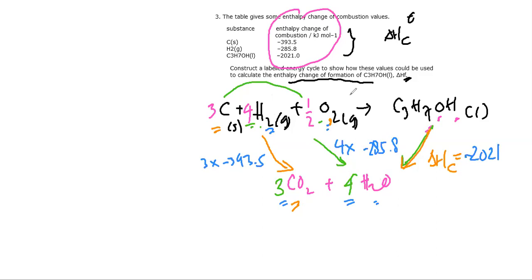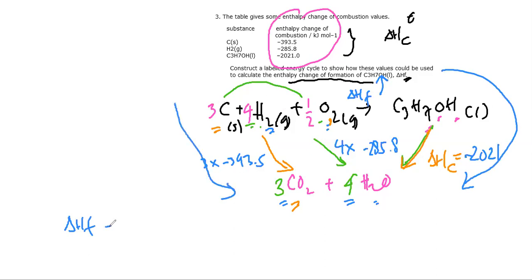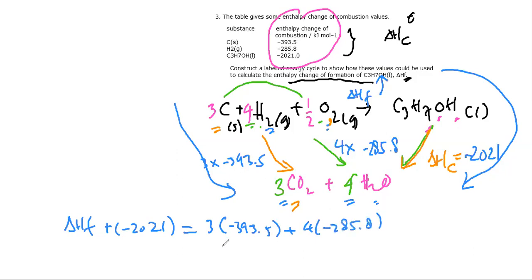All right. So having said that, I just rewrite the equation. Let me label this one delta HF, the one that we are looking for. To summarize the equation, I can write like this: this way equals this way. Meaning delta HF plus negative 2021 equals 3 times minus 393.5 plus 4 times minus 285.8. Now if you do the math carefully, you get the value of delta H for this one, which is minus 302.7 kilojoule per mole.